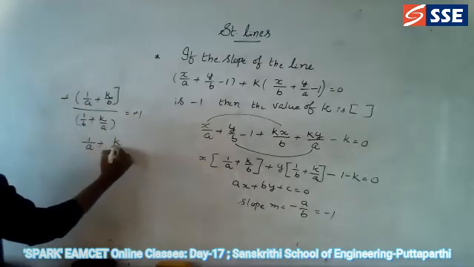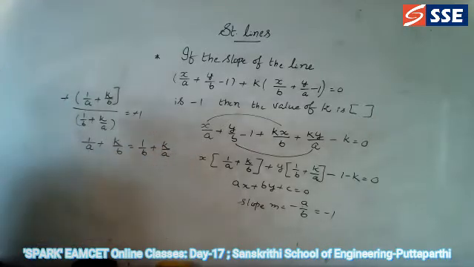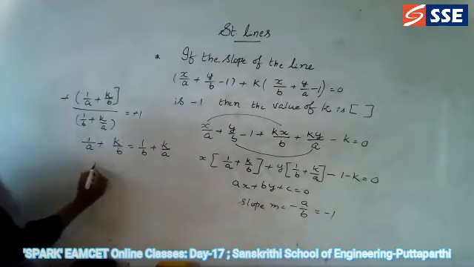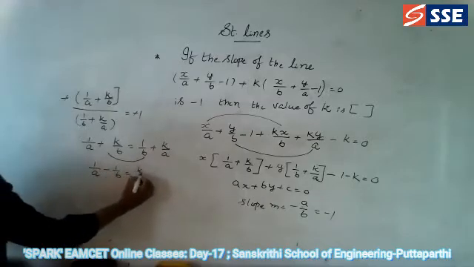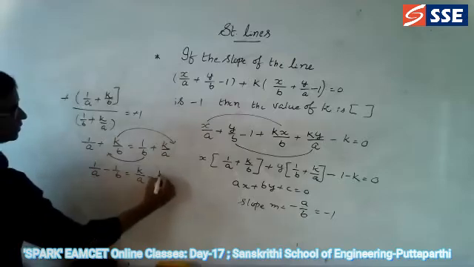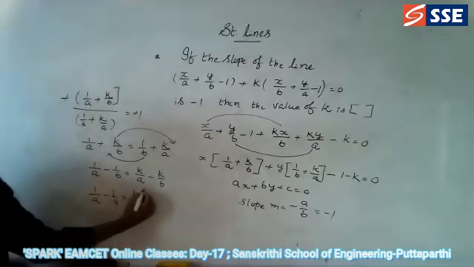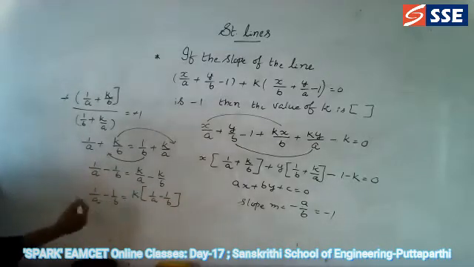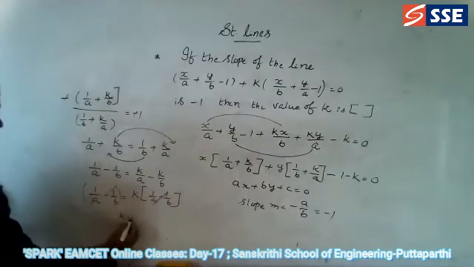1 by a plus k by b is equal to 1 by b plus k by a. Bring all k terms to one side: 1 by a minus 1 by b is equal to k by a minus k by b. So 1 by a minus 1 by b is equal to k into, taking k out, 1 by a minus 1 by b. If you divide these two terms, both are same, so you get 1. So k is equal to 1.